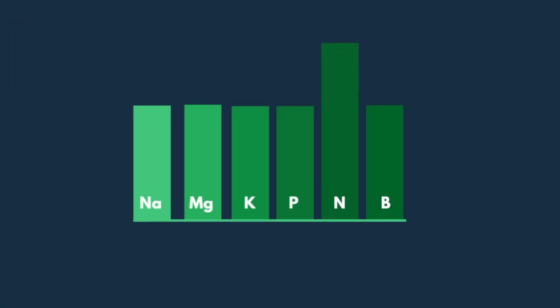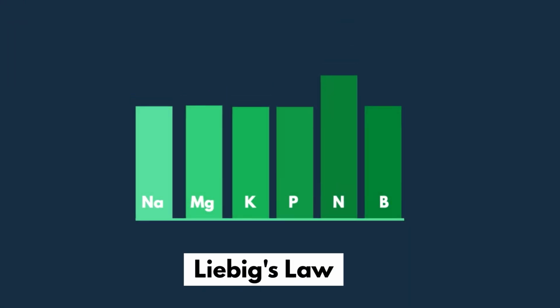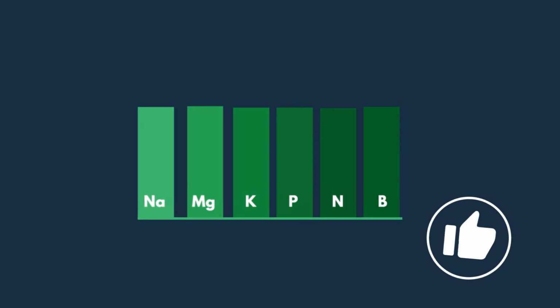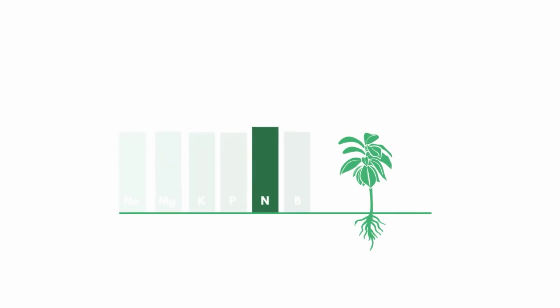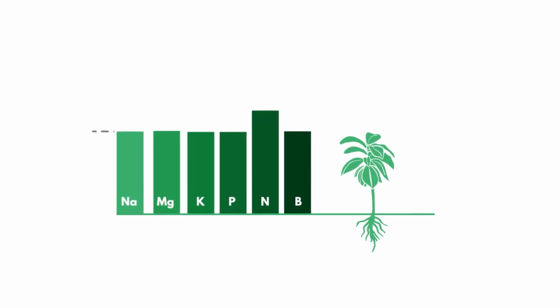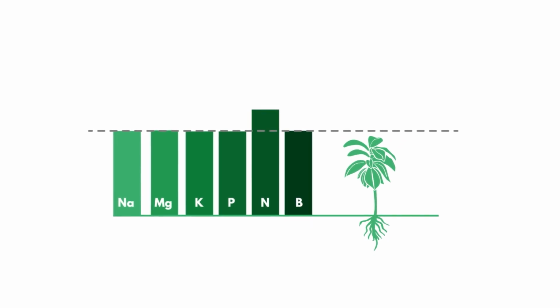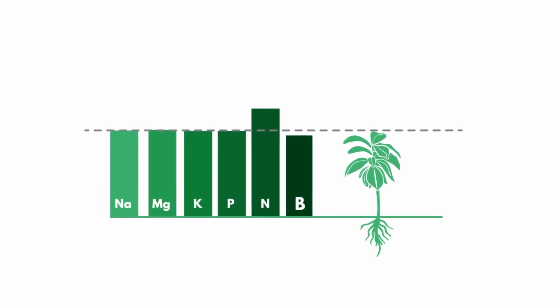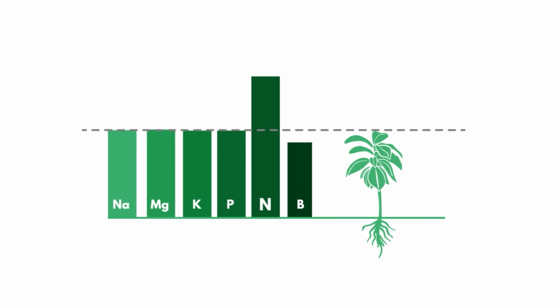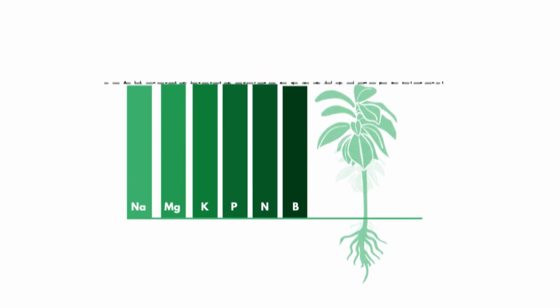Although some nutrients are needed in greater quantities than others, Liebig's law of the minimum states that all nutrients are critical. For example, a plant with good nitrogen levels will not reach its full potential if it has a significant boron deficiency, even if the nitrogen dose continues to be increased.